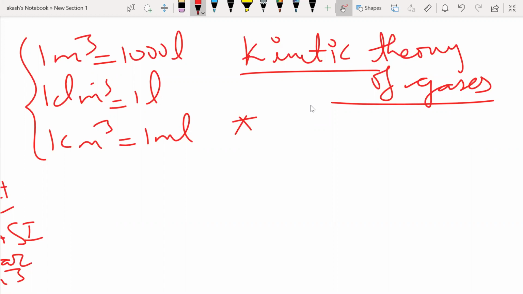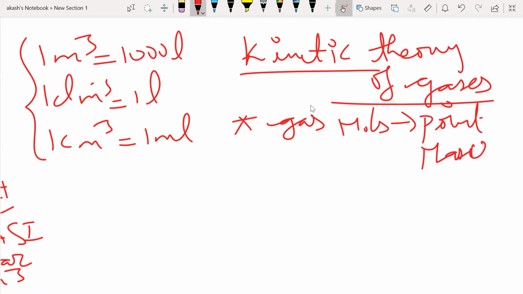So the first point is that these gas molecules are point masses. That's what you need to understand. The first postulate told by kinetic theory of gases says that the gaseous molecules are going to be point masses. Now you would have seen in so many places, they represent gas molecules like this, just point, point, point, point, point.